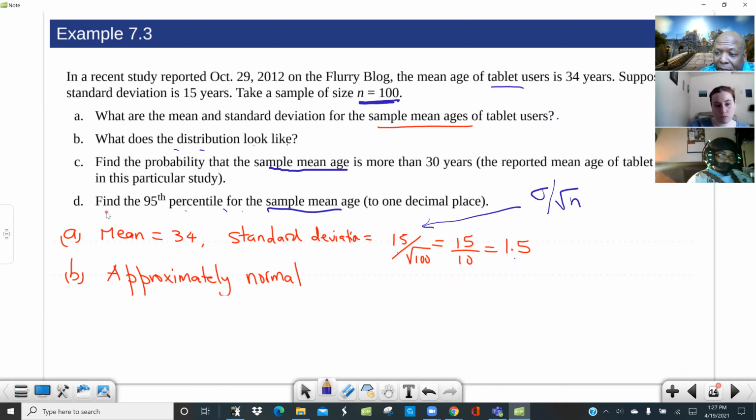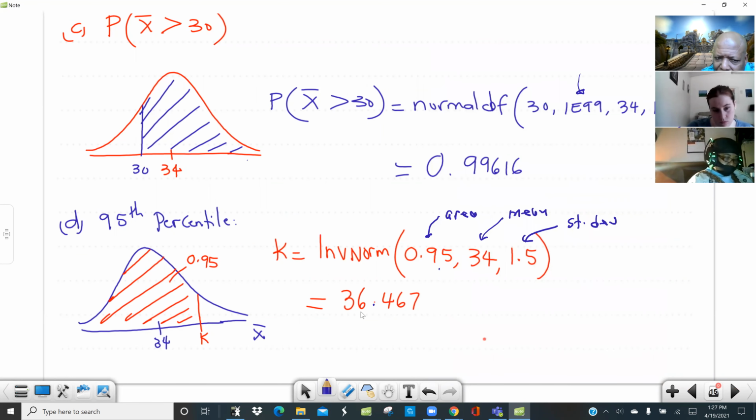Can we also find percentiles? Yes, we can. Find the 95th percentile for the sample mean. So one more time, they are saying that imagine if you have this normal distribution, the mean is 34 right in the middle. What is that value K for which the area to the left is 0.95?